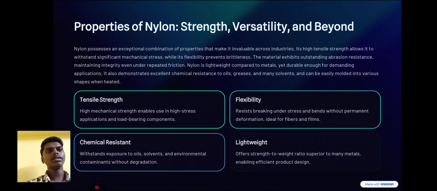Properties of nylon: strength, versatility, and beyond. Nylon possesses an exceptional combination of properties that make it invaluable across industries. Its high tensile strength allows it to withstand significant mechanical stress, while its flexibility prevents brittleness. The material exhibits outstanding abrasion resistance, maintaining integrity under repeated friction. Nylon is lightweight compared to metals, yet durable enough for demanding applications.